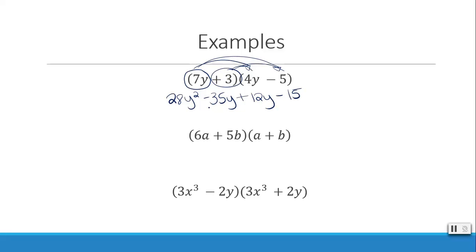So then typically when you're doing this method, you can combine the two that are in the middle. So this is going to give you 28y squared. A negative 35 plus 12 is going to give me a negative 13y, and then minus 15.